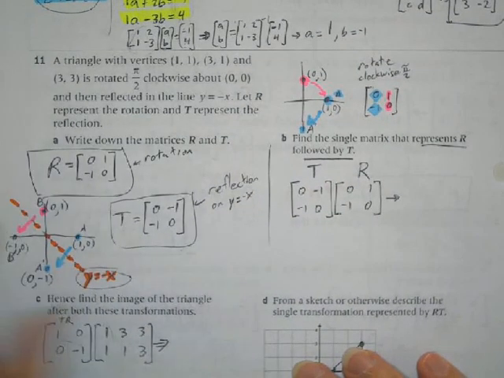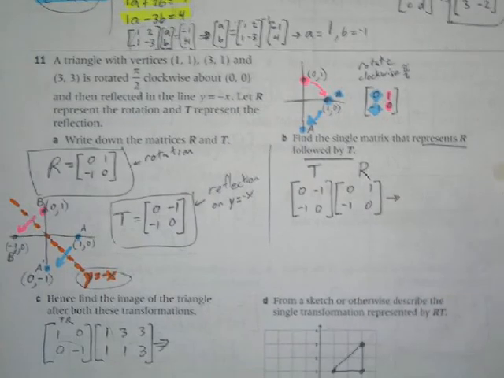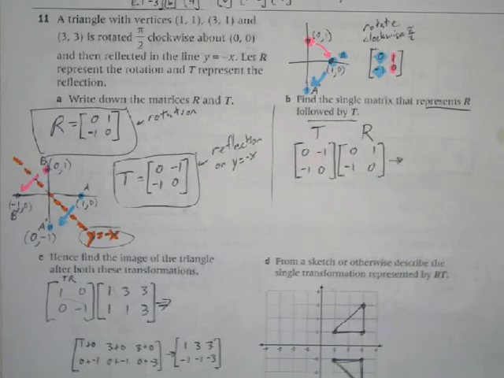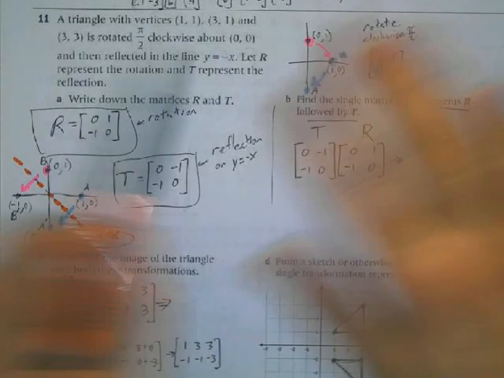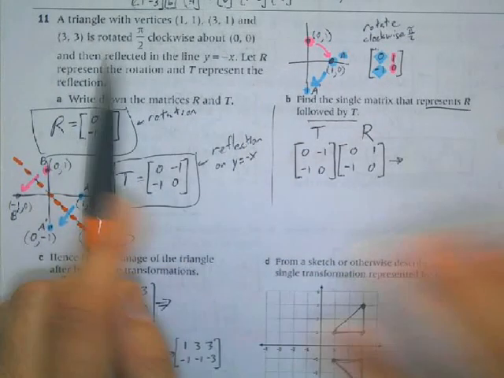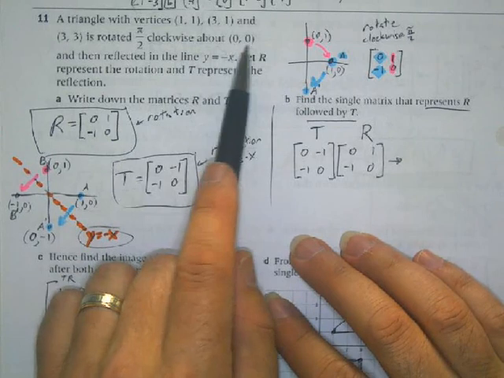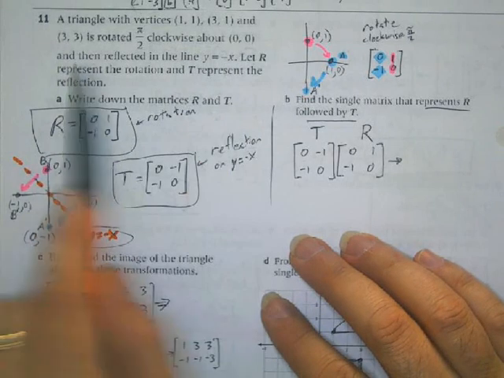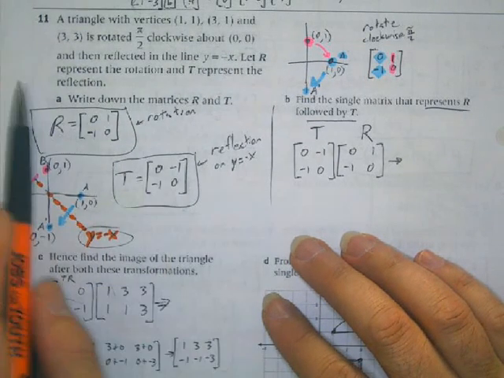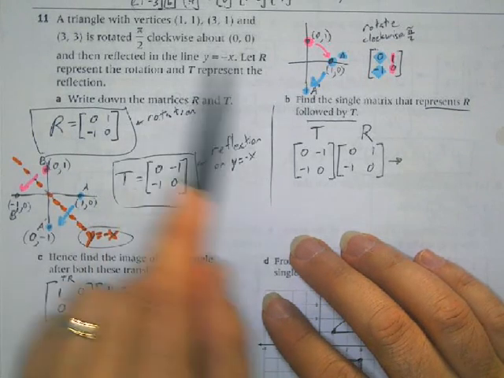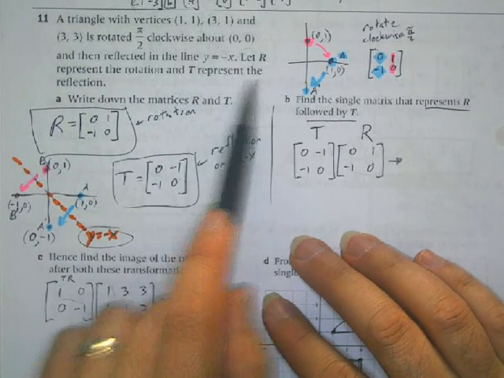Okay, this is pretty important. I think question 11 is critical for understanding what we're doing. So we've got this triangle. We're going to talk about those points a little later. Okay, we're going to go through a rotation clockwise about the origin, and then do a reflection. Find out the transformation matrix that represents the rotation clockwise and the reflection.